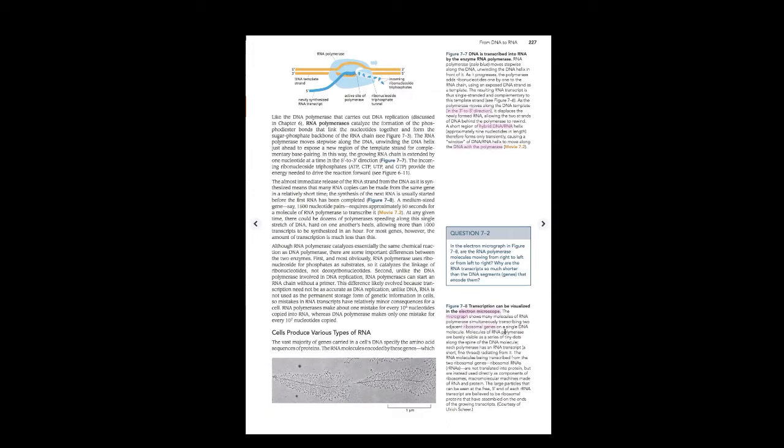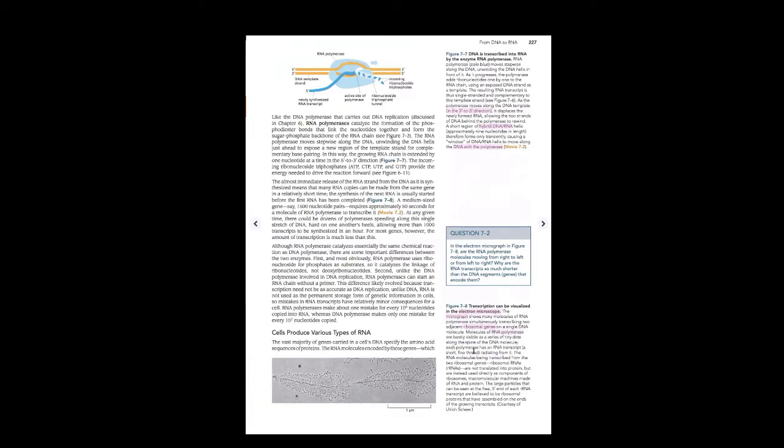So molecules of RNA polymerase are barely visible as a series of tiny dots along the spine of the DNA molecule. These little tiny dots that you see on the DNA are the RNA polymerase. So the RNA polymerase can be seen under the electron microscope, right?